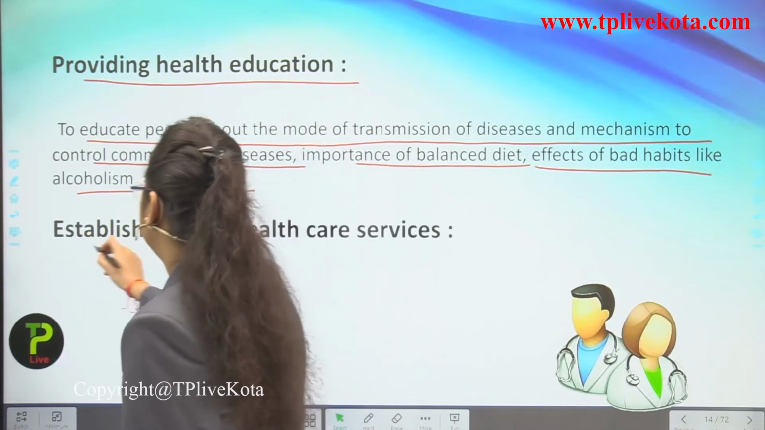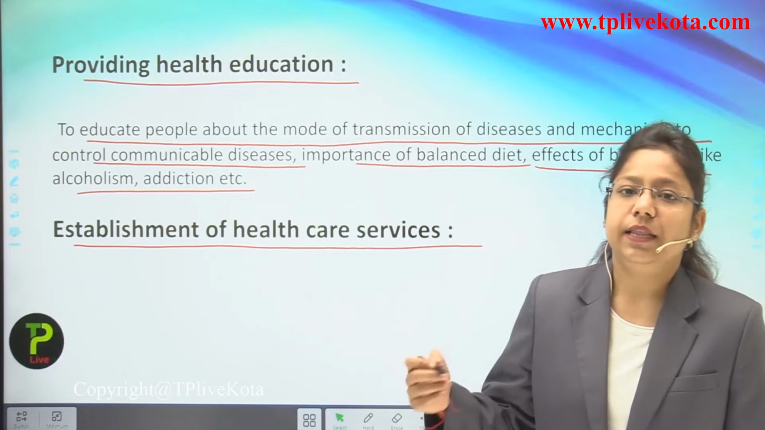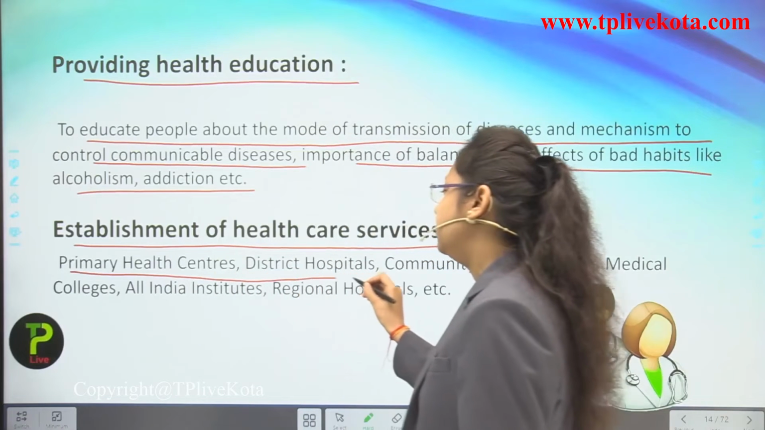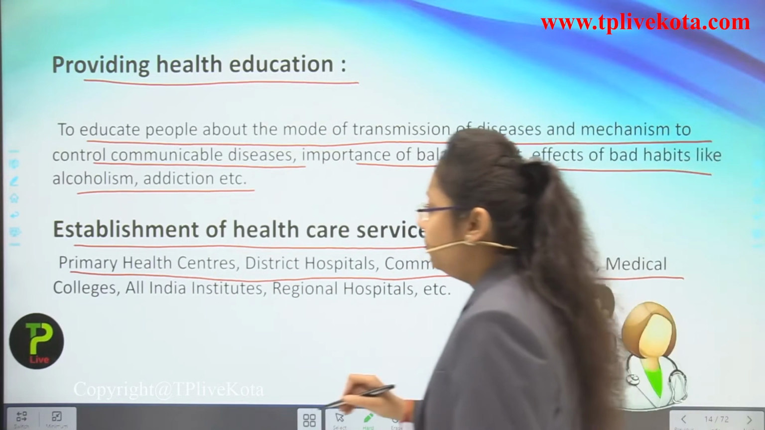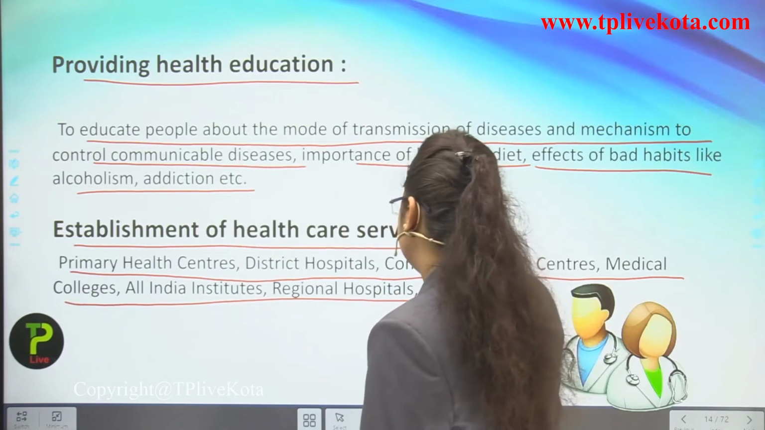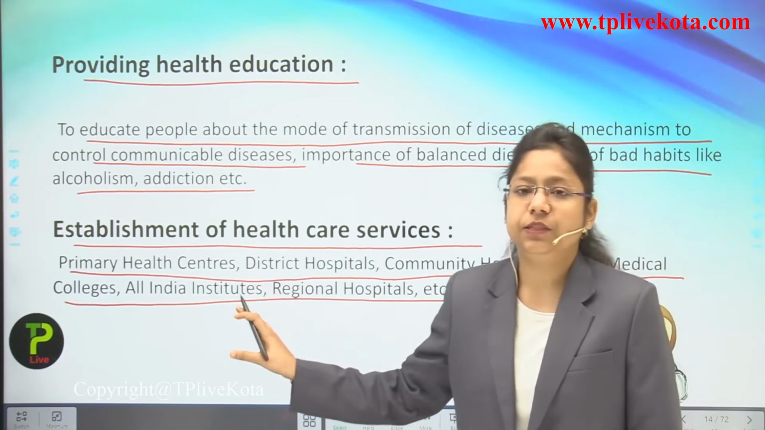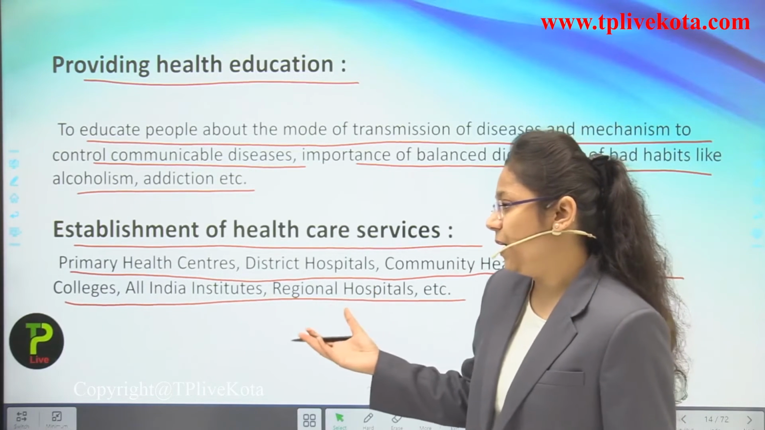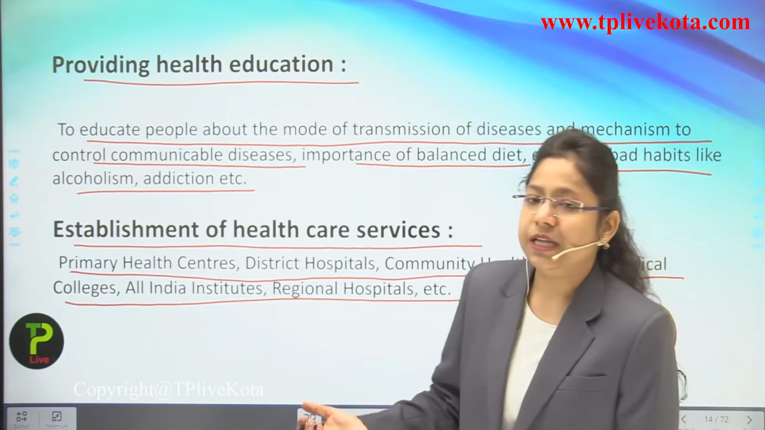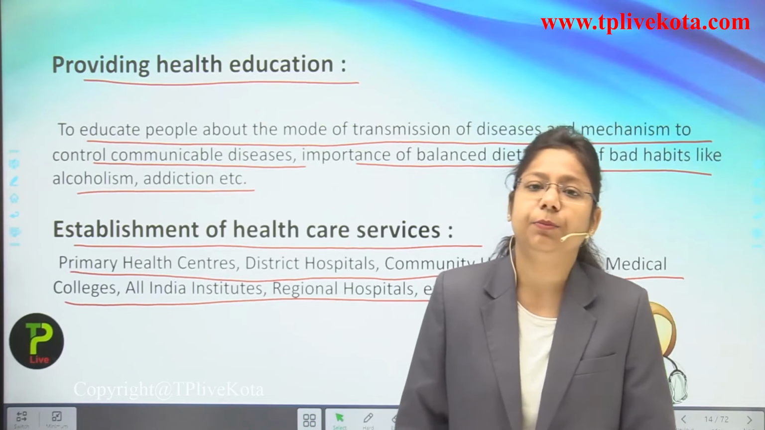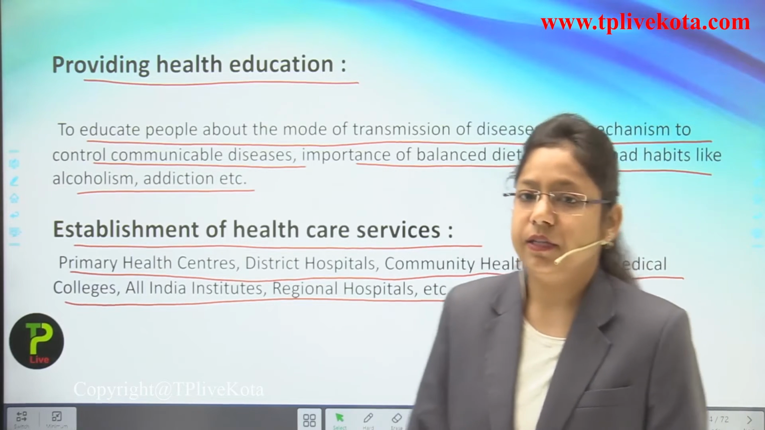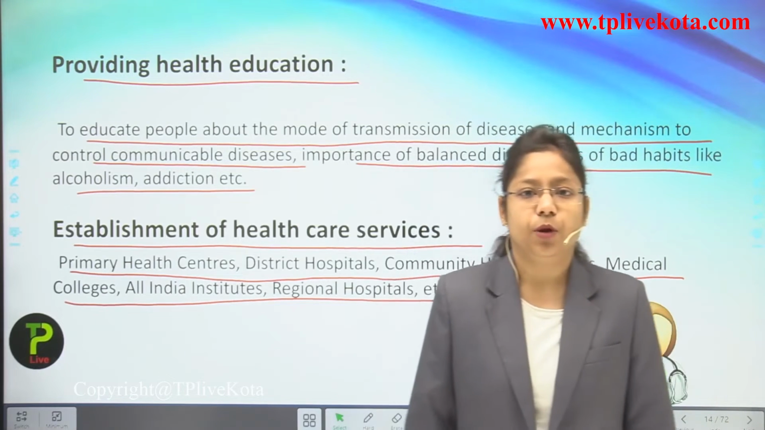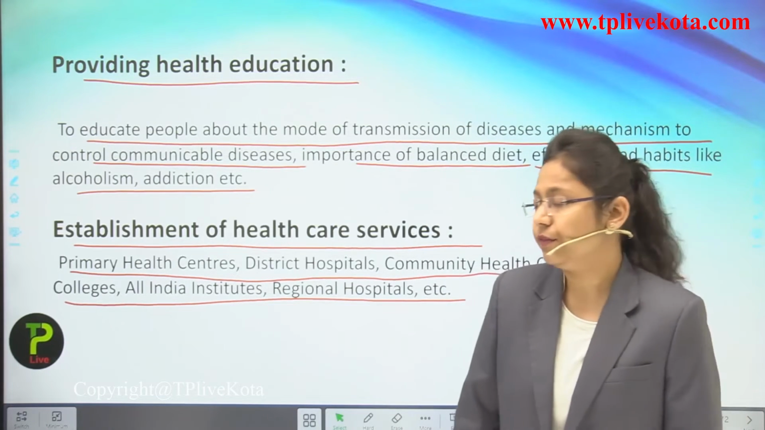Now next, establishment of healthcare services. Okay, so healthcare services should be provided to the people at regular intervals. So primary health care centers, district hospitals, community health centers, medical colleges, all India institutes, regional hospitals, etc. So actually establishment of these kind of health service centers is done by the government. The establishment of medical colleges, all India institutes, primary health centers, dispensaries are done by the government, where people are even treated freely, so that they are aware of these kind of diseases. And next, they should take the proper treatment by going into these kind of institutes. Okay students.